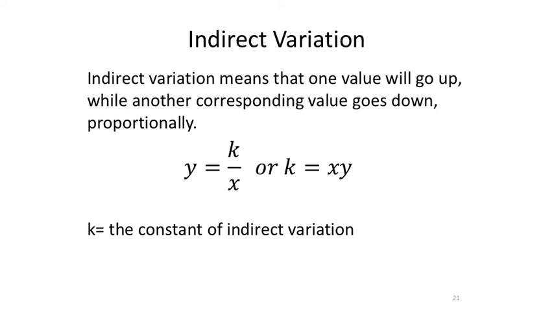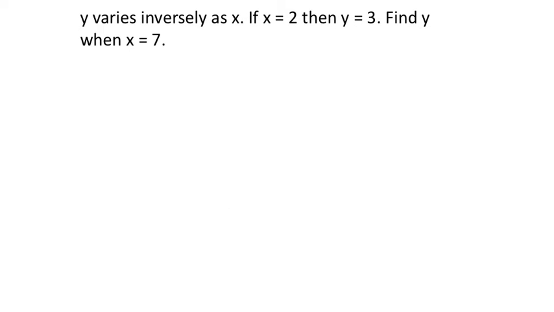What we usually do is they give us x and y values that correspond to each other. We find the k, and then usually we find a y value. This is the formula part we're looking at when we get to joint variation, because it's going to join a direct variation with an indirect variation. Indirect variation is the division part of that. Y varies inversely as x.